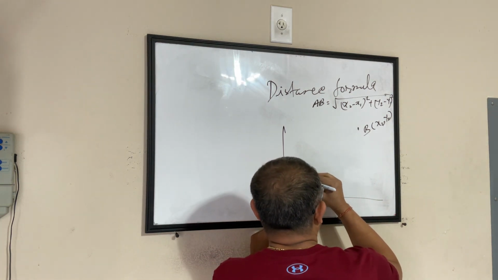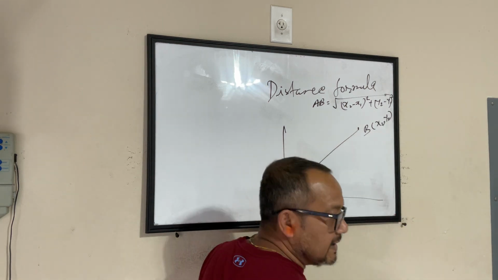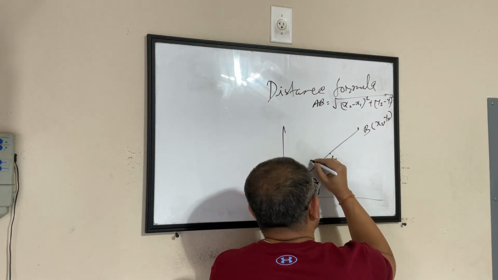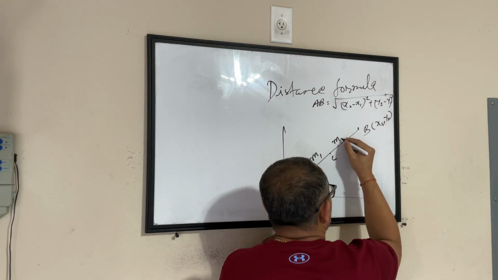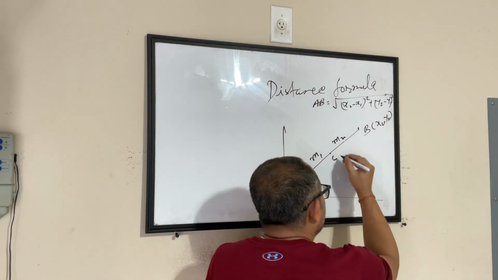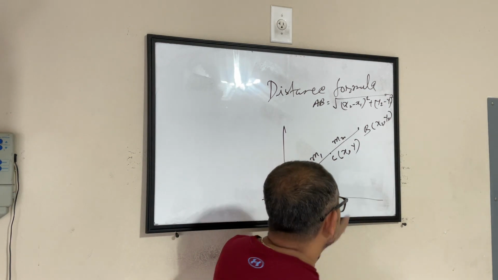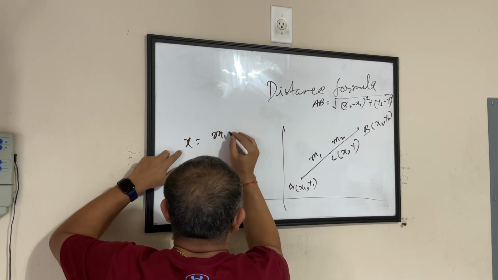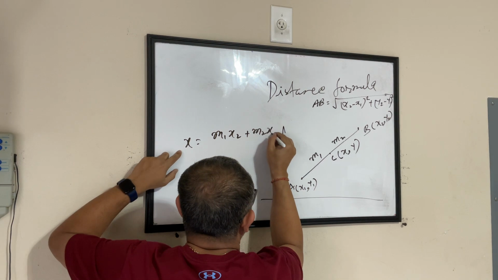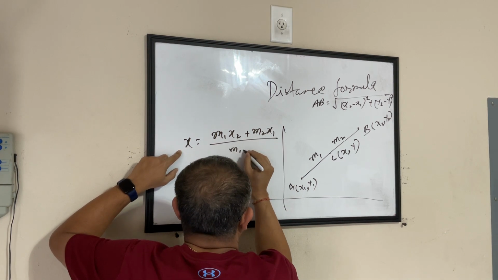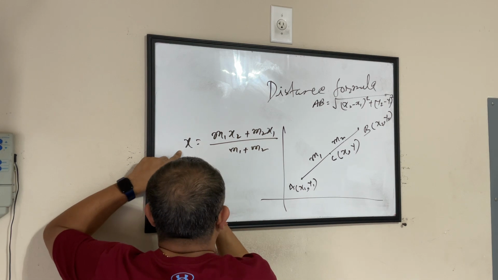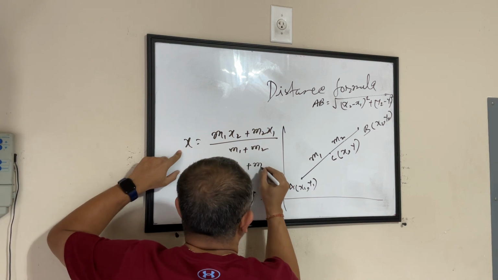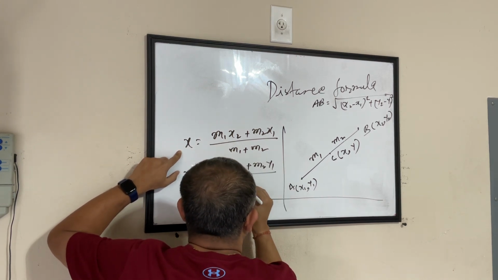So if I have 2 points and I join them, it makes a line AB. A third point C, which can divide this into M1 is to M2 ratio. The x coordinate and the y coordinate of C will be such that x value will be equal to M1 x2 plus M2 x1 divided by M1 plus M2, and y coordinate value will be equal to M1 y2 plus M2 y1 divided by M1 plus M2.